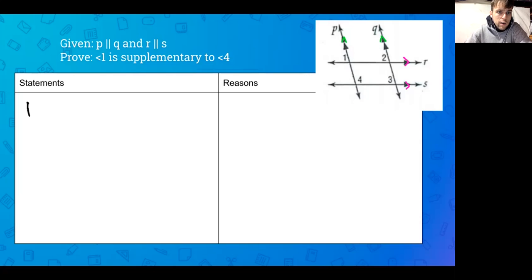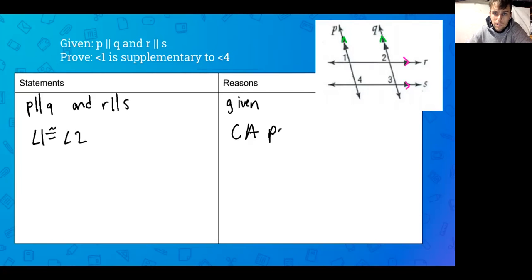So our givens here are P parallel to Q, and R is parallel to S. The next thing that we can say, since these are parallel lines, is that angle 1 is congruent to angle 2, and those would be considered corresponding angles, so we call that the corresponding angles postulate. Angle 2 and 3 are also congruent because they are also corresponding angles. So I'll also use the corresponding angles postulate there.